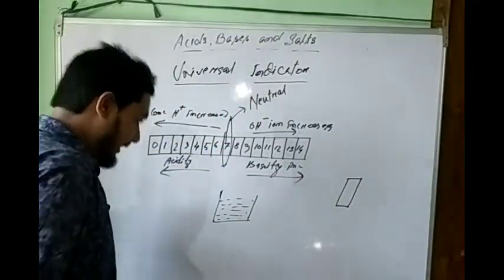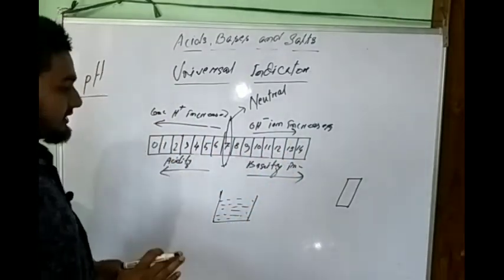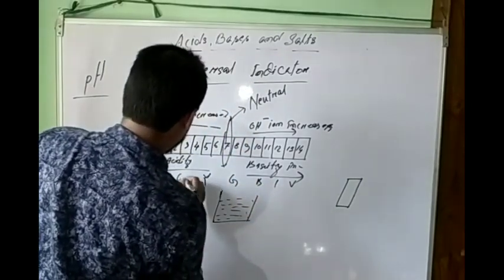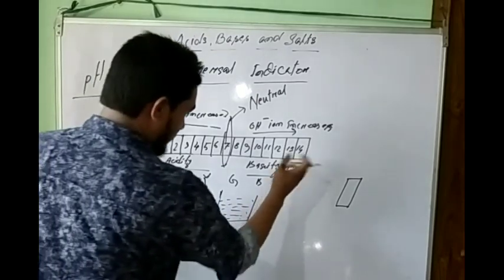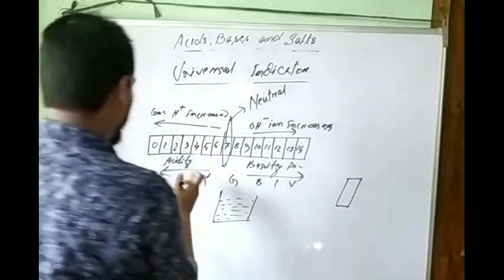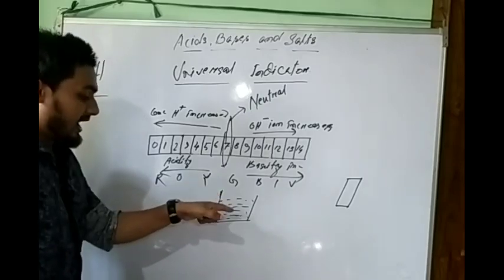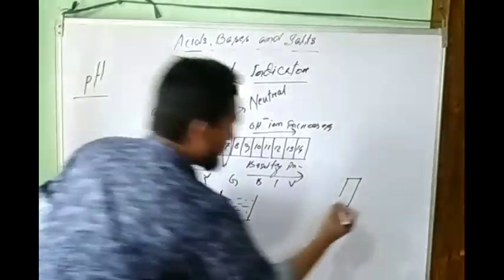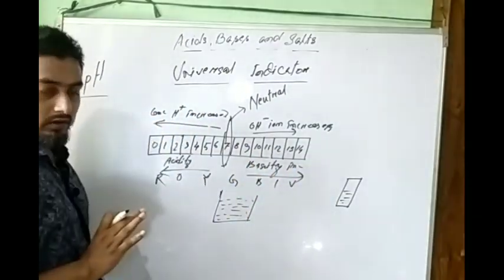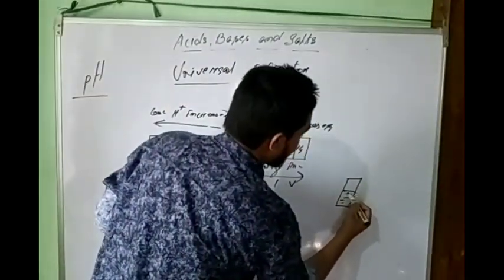Another thing that I forgot to say is that all these segments have some characteristic colors. In these sides you will find violet, then indigo, blue, green, yellow, orange, red. To find out the nature as well as the strength of this solution, we can simply dip this pH paper into the solution. When you dip the pH paper into the solution, a characteristic color will appear on the paper.